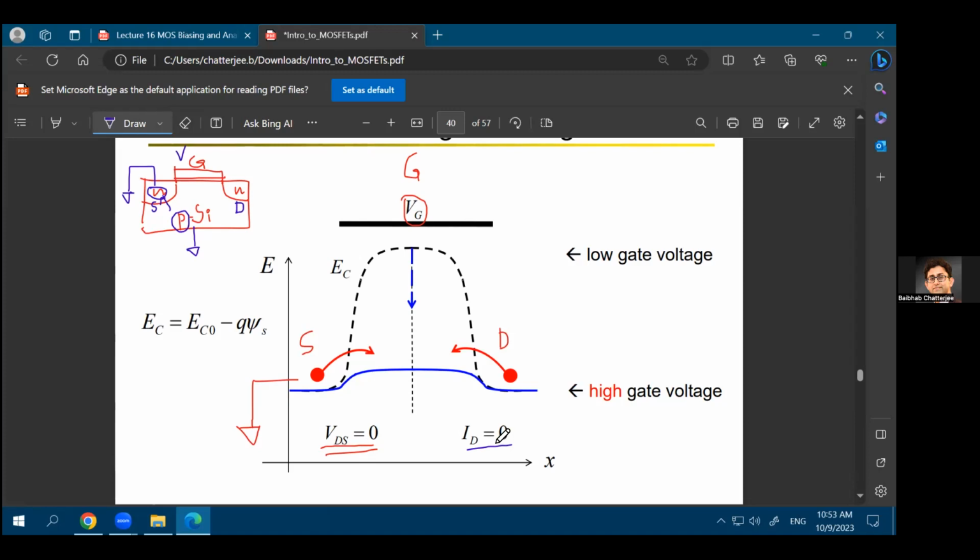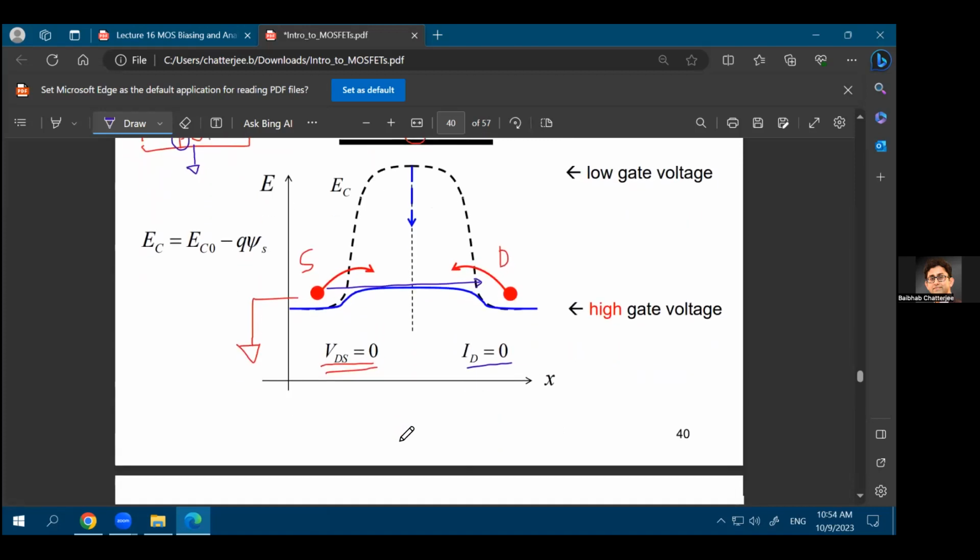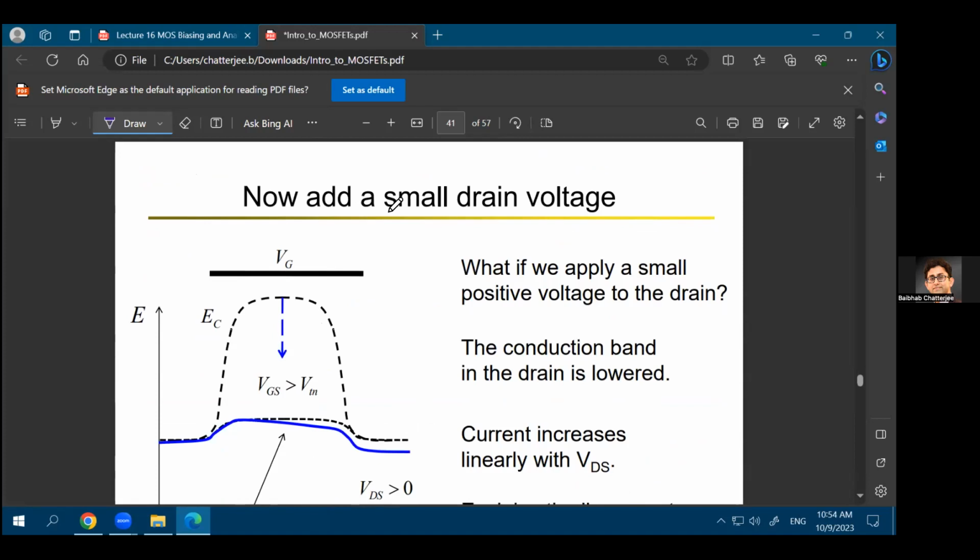You can also understand it from this perspective: you have reduced the height of the hill, but you are not rolling the ball. The ball is stationary in the source region, for example. So even though the height of the energy barrier is reduced, the ball cannot roll through to the right-hand side because you're not providing it any kind of energy. Okay. So that's what will happen when your VDS is equal to 0. What will happen if you apply a small drain voltage?